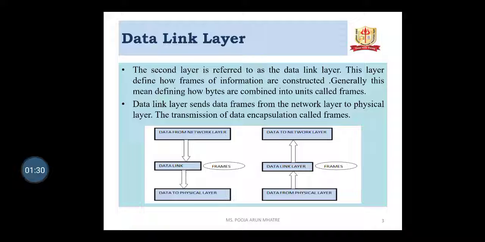That means at the sender side, when the data link layer receives the services from the network layer, it gets the data in packet form, and those packets are converted into frames, and those frames are sent to the physical layer. But at the receiving side, the data link layer receives the services from the physical layer, and data is in the form of bytes. So all the bytes are combined together to make frames, and those frames are sent to the network layer.